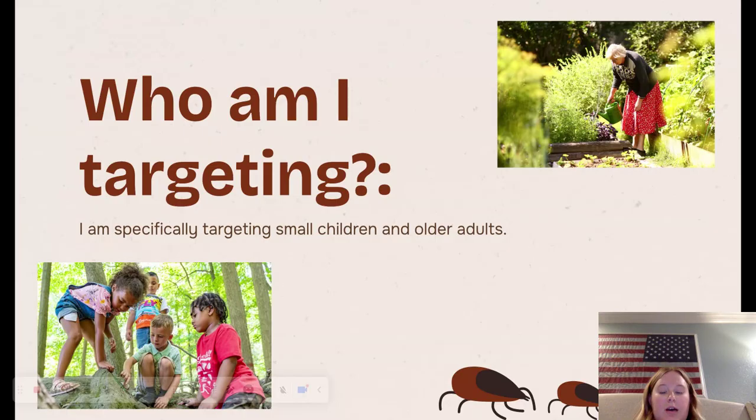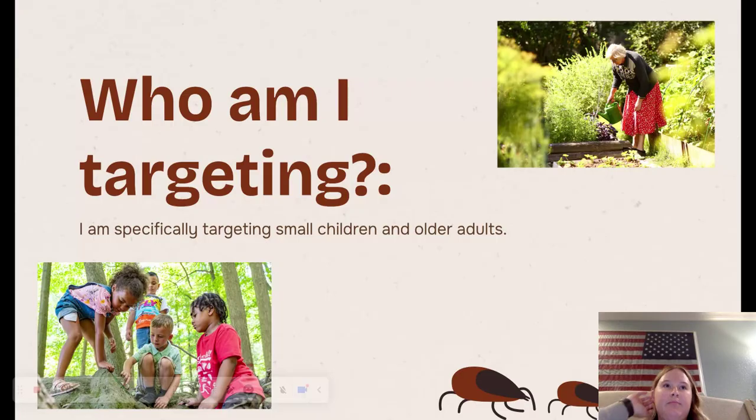The two groups that I am primarily targeting are children and older adults. Children enjoy playing outdoors by riding bikes or just playing in the woods or grass. With this age group, they are not likely to remember to wear bug spray or protective clothing. And so administering a vaccine to this age group would help protect them since they're not capable of protecting themselves.